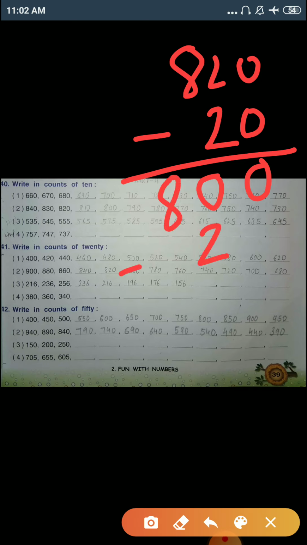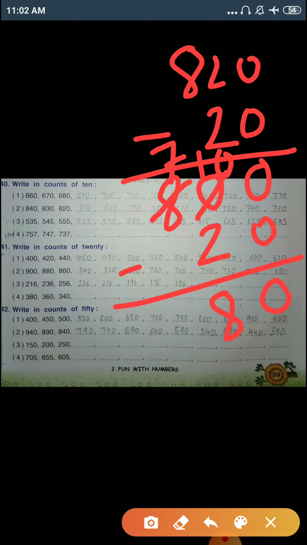Again minus 20. 0 minus 0, 0. Now 0 minus 2 is not possible. So we are going to cut this 0 and I'll write here 10. Now 10 minus 2 equals 8. Now again we are going to cut this 8 and we'll write here 7, and 7 as it is. So the next number is 780. Again for the next number you need to subtract 20 from the number. So with the help of this method you need to solve the other blanks.